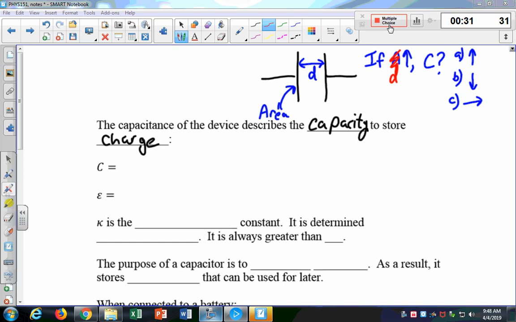All right, let's stop at 32 or 33. No, we'll go to 40. Oh, good. Was this on the quiz? No?